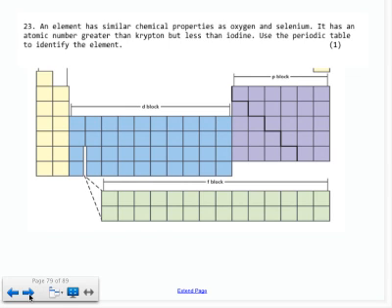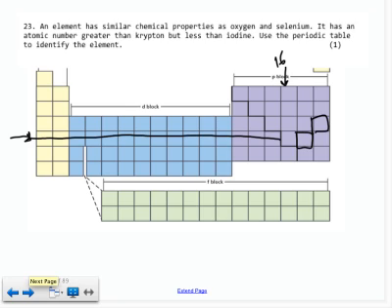So we're trying to identify an element based on some properties here. It has similar properties to oxygen and selenium. Oxygen and selenium are both group 16, so it's going to be in that column. And it has an atomic number greater than krypton. Krypton is here, and less than iodine. Well, iodine is this element here. So if you start with krypton and you go over until you get to that column with oxygen and selenium, you find this element here, which is tellurium.